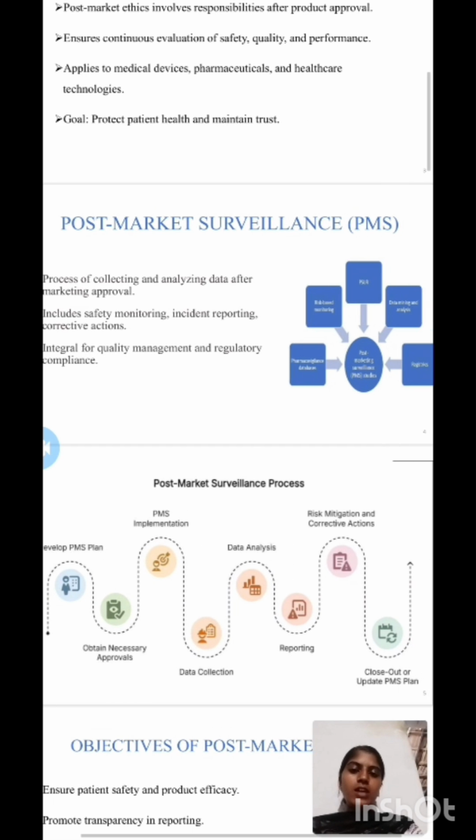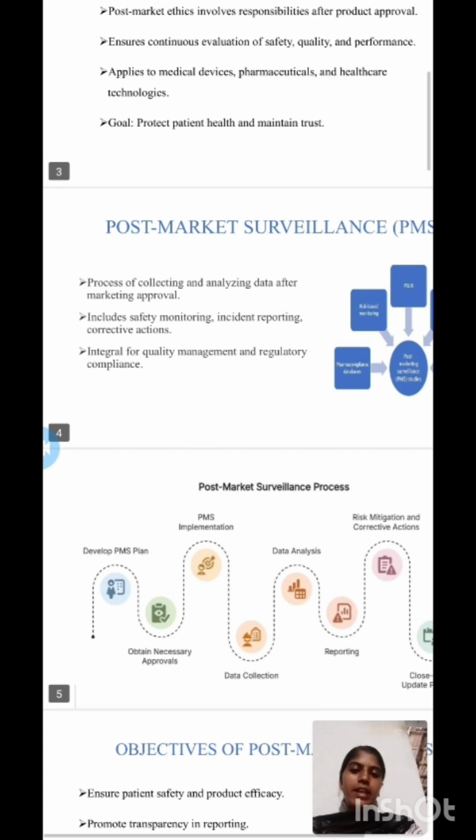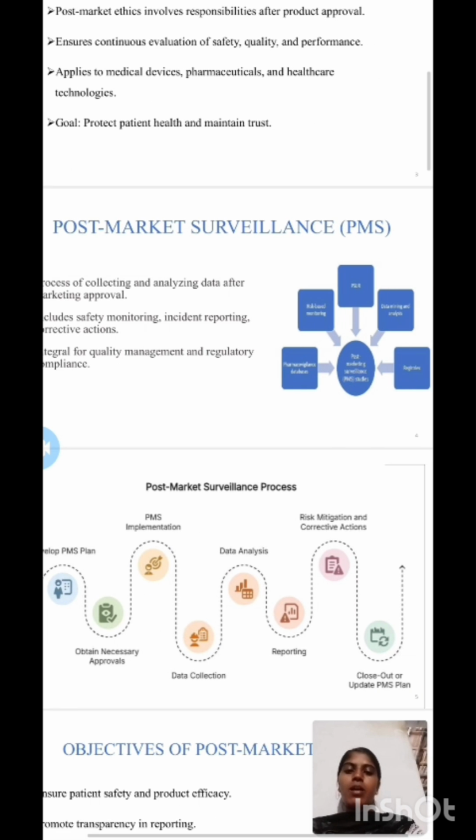So next we will see about post market surveillance. Post market surveillance is simply known as PMS. It is the process of collecting and analyzing data after marketing approval, including safety monitoring, incident reporting, and corrective actions. It is integral for quality management and regulatory compliance.